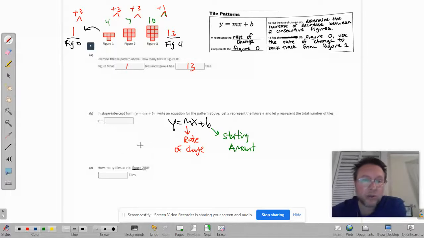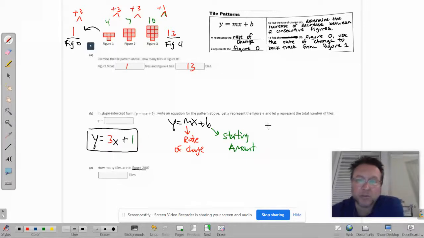So then what I would do to write that in the equation is y equals our rate of change, which in this case was 3. So it'd be y equals 3x plus, where did it start off at? Well, it started at 1. So my equation would be y equals 3x plus 1. I can check to see if that's correct, because figure 3 has 10 blocks in it. So what happens if I plug in 3 for the third figure? Well, I get 9 plus 1, which is 10.